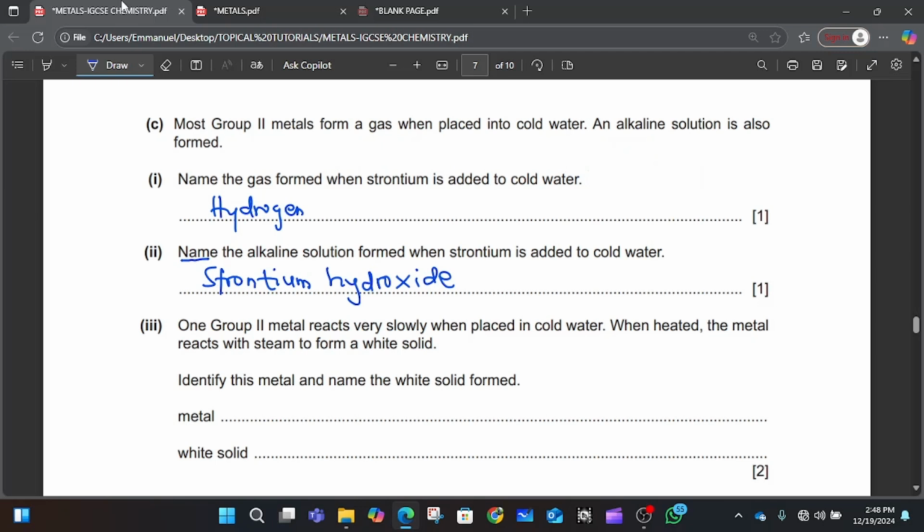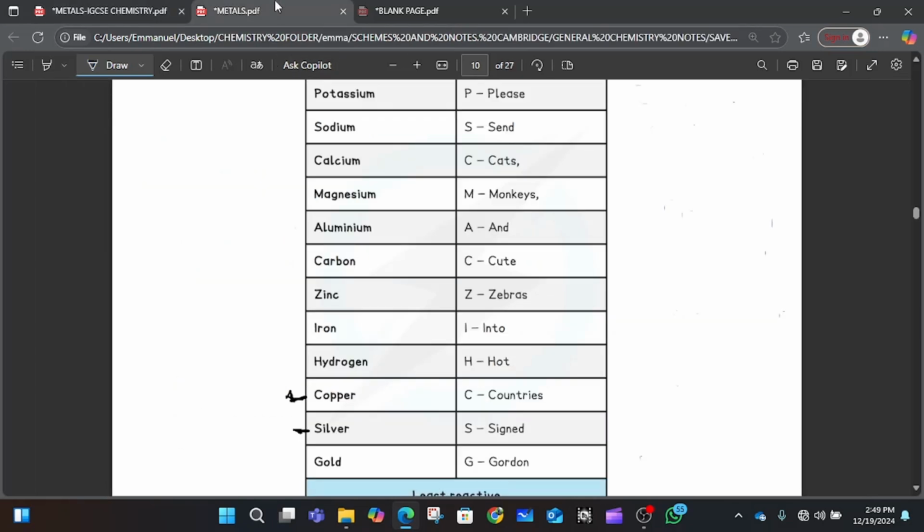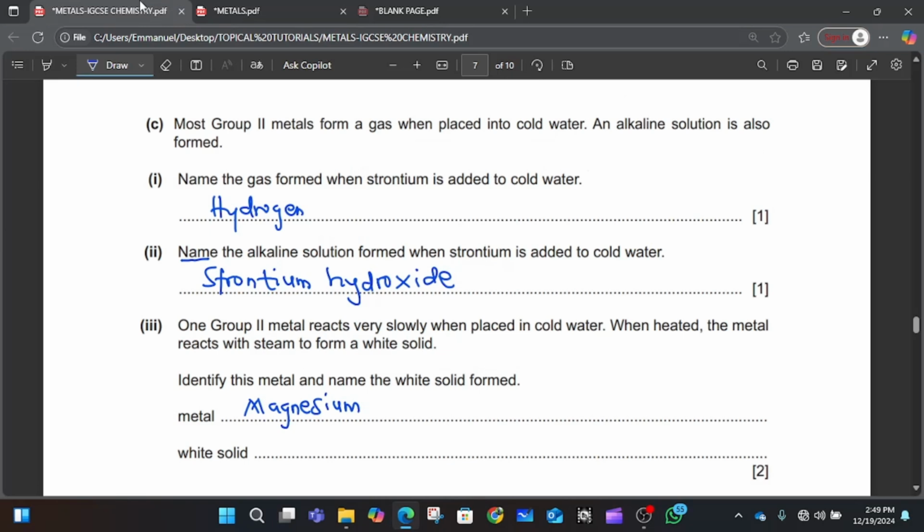III. One group 2 metal reacts very slowly when placed in cold water. When heated, the metal reacts with steam to form a white solid. Identify this metal and name the white solid formed. So let's look at the reactivity series again. We said from potassium to calcium, these metals react with cold water. And from magnesium to aluminum, they react with steam. Since we are talking about group 2 metals, magnesium is the only group 2 metal that reacts with steam. So this metal has to be magnesium.